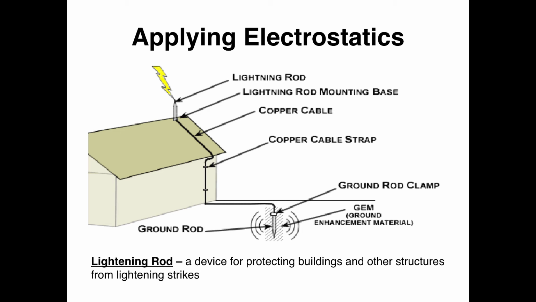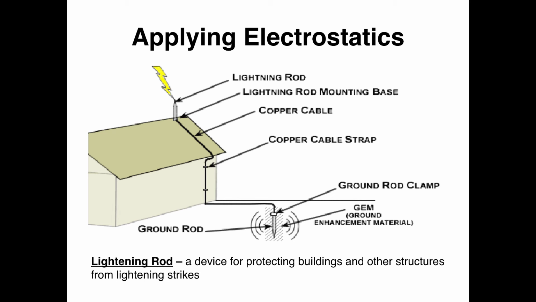Now if you own a large building or you live in a place that has a lot of problems with electrical storms, you may see on the roof of some buildings something called a lightning rod. And a lightning rod is a device to protect buildings and other structures from being struck by lightning. And actually, they sometimes put lightning rods on small vehicles and things of this nature as well.